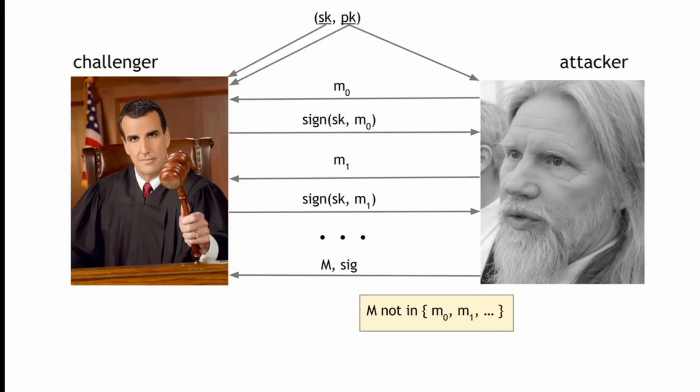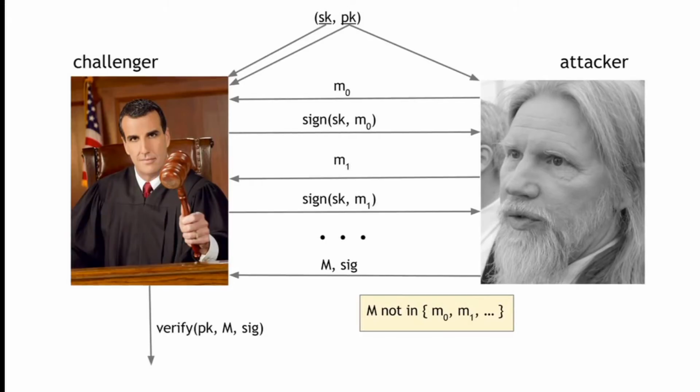And of course, there's a rule that says that this M, this message that he's trying to forge a signature on, isn't one of the messages that he's already seen. Because it would be really easy for him to send over a valid signature on M0. I mean, we sent him a valid signature on M0 earlier. So he's going to pick some other message that he hasn't seen a signature for already, and he's going to send over what he claims is a signature on that message. And then the question is, can he succeed?